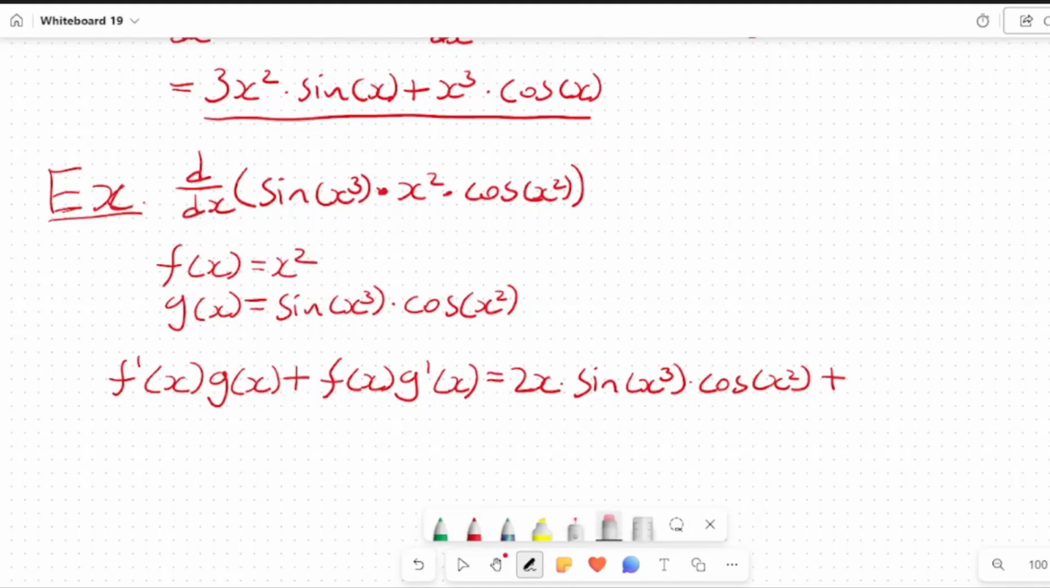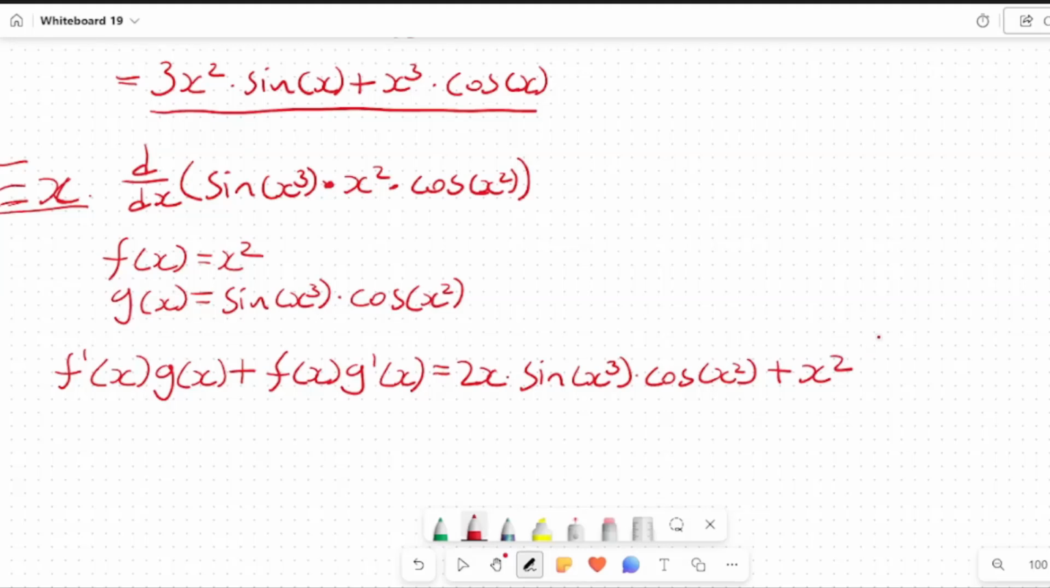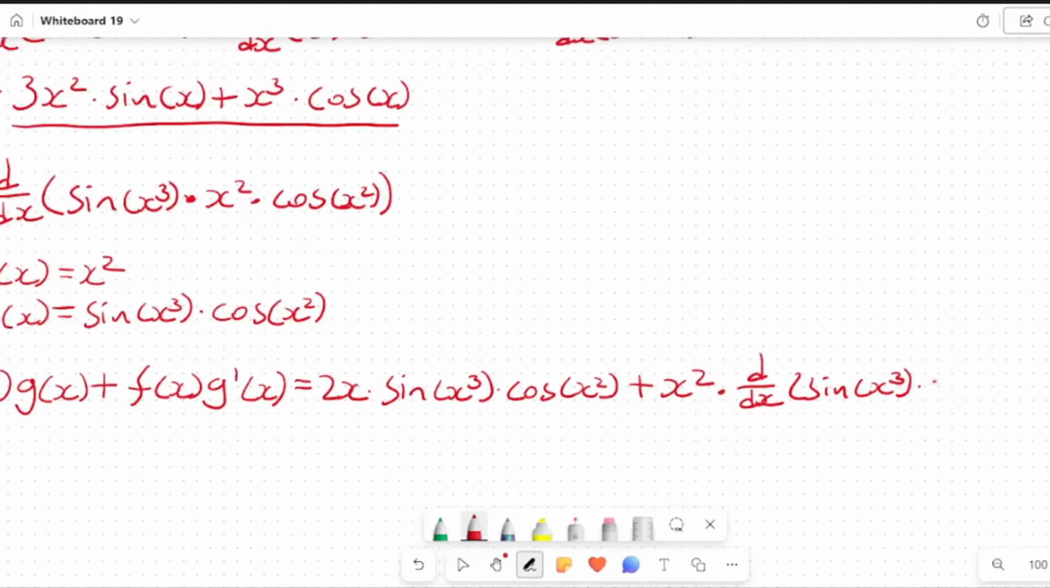Let me make this more clear. So x squared times the derivative of g of x. So it's going to be the derivative. Wait, I probably should write down the multiplication sign as well. So multiplied by the derivative of sine of x cubed times cosine of x squared.